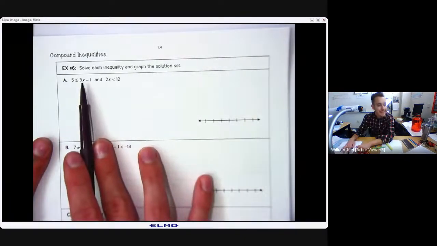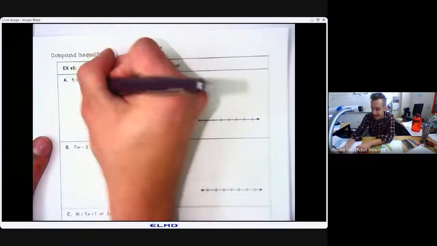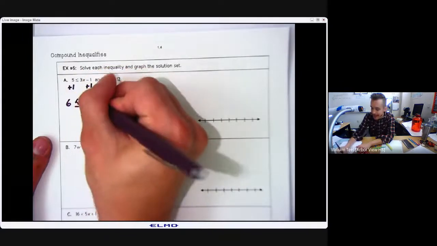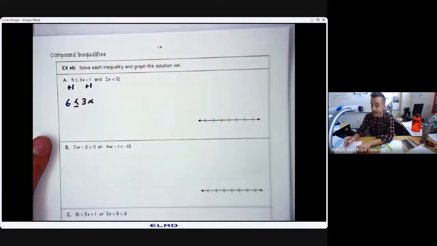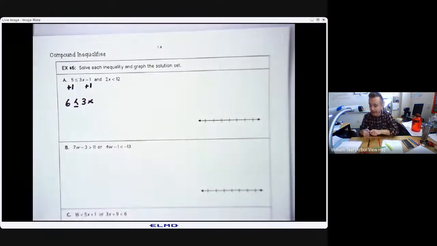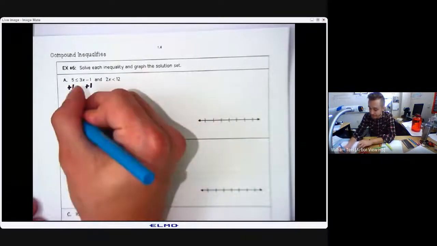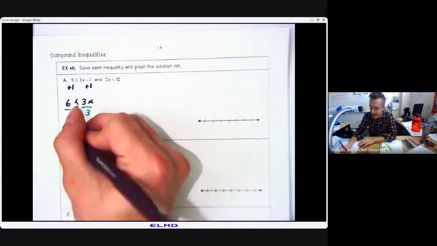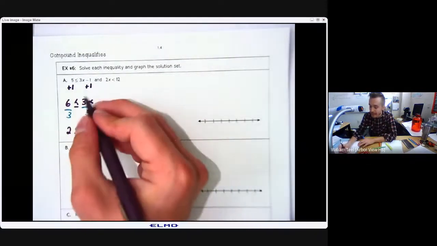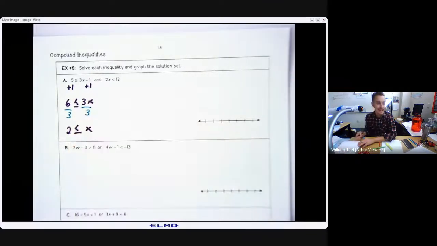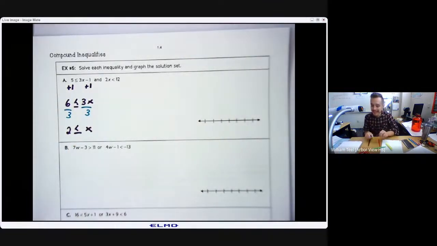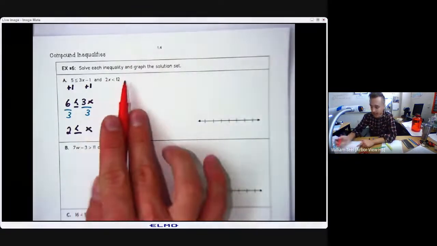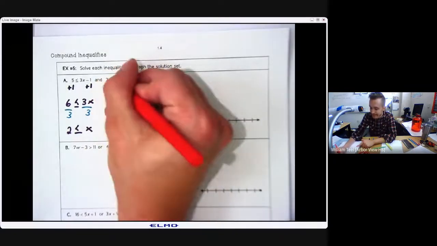In order to get this variable by itself, I have to add 1 to both sides. So I have 6 is less than or equal to 3x. All right, so now in order to get the variable by itself, I'm going to divide both sides by 3. If I divide both sides by 3, I'm going to have 6 divided by 3 is 2, which is less than or equal to 3 divided by 3 is 1, and I'm just left with x. Now let's go ahead and solve the second inequality. I'm going to do this in a different color. So in order to get x by itself for the second inequality, I'm going to take both sides and divide by 2.